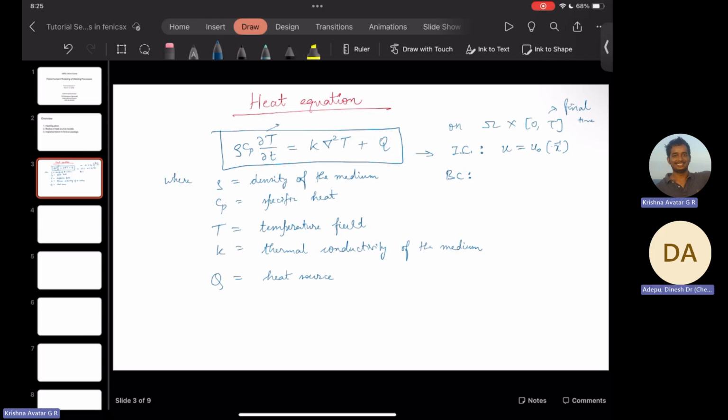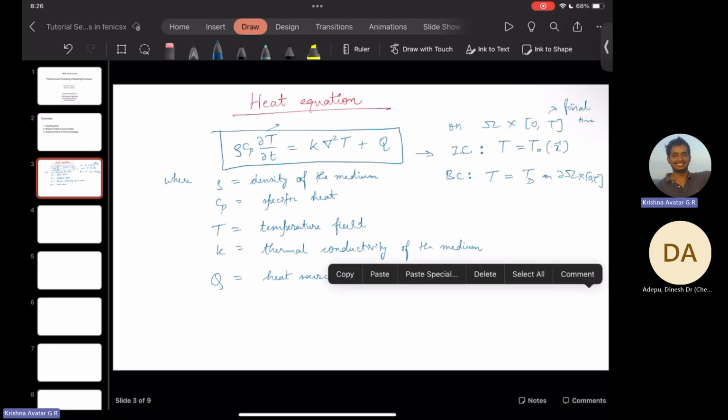On boundary conditions, it shouldn't be U, it should be T. Sorry, yes, it will be T is equal to T naught. For BCs, we prescribe something on the edges. We'll call it D here, indicating the Dirichlet boundary condition. This will be defined on the boundary of the domain cross 0 to t, in the sense that we can even have boundary conditions which are functions of time.